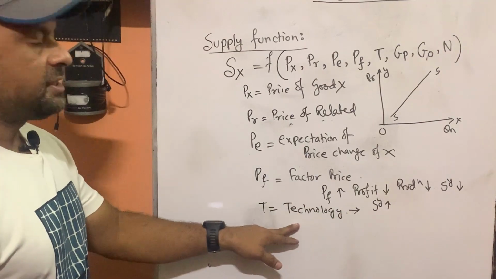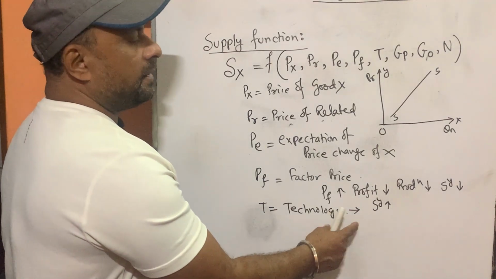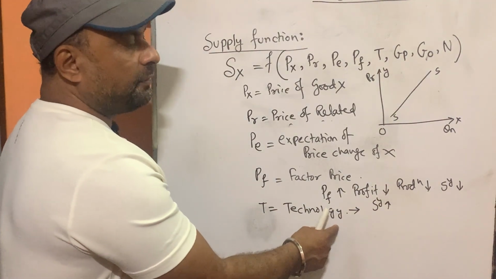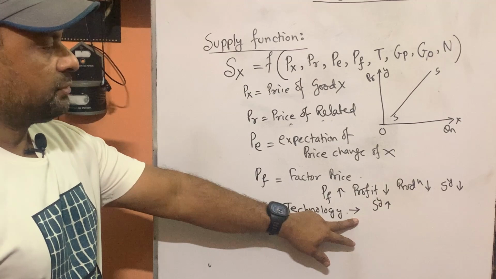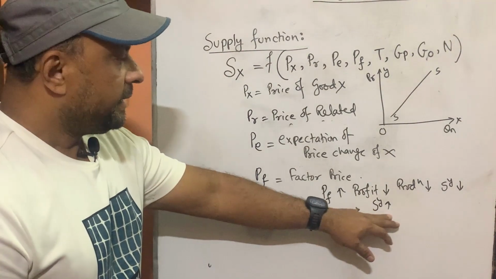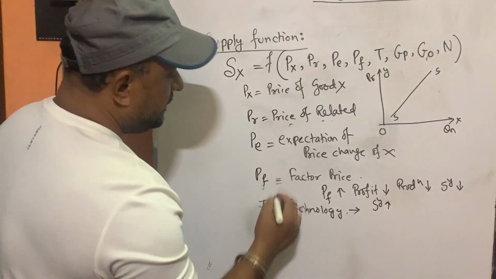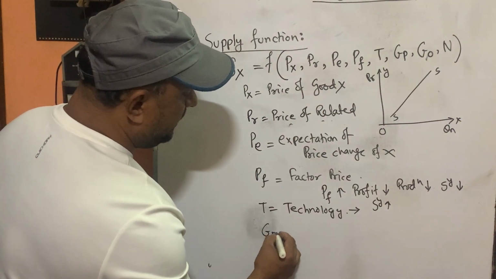But if technology is primitive, that time what happens? It will be more costly, and that time he will get less profit and it will induce him to reduce the production. So in case of advanced technology, supply will rise. In case of primitive technology, supply will fall. Fifth one is government policy.